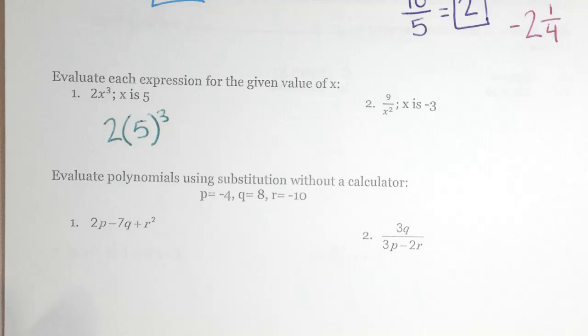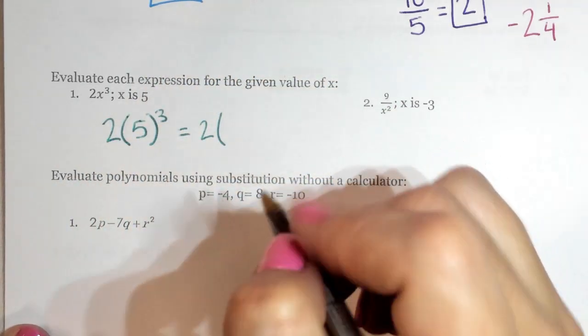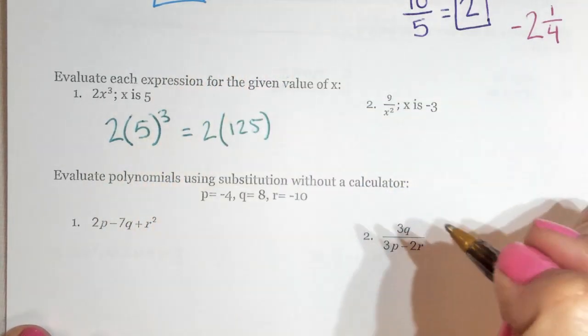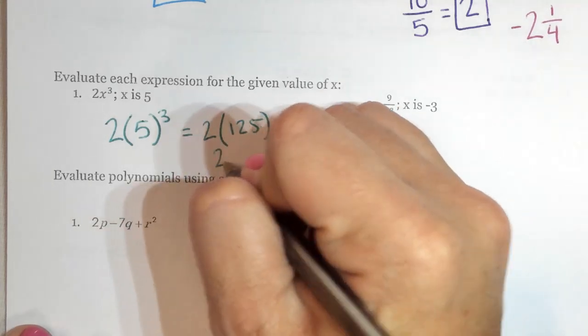I don't expect y'all to know these by yourself. What is it? No. 125. And what's 2 times 125? 250.